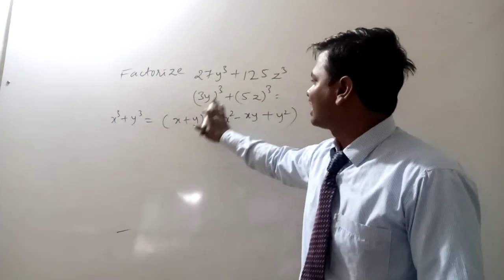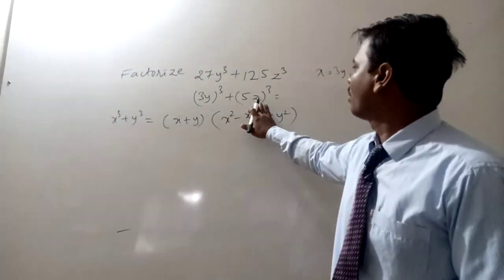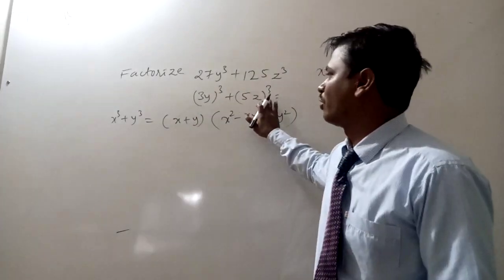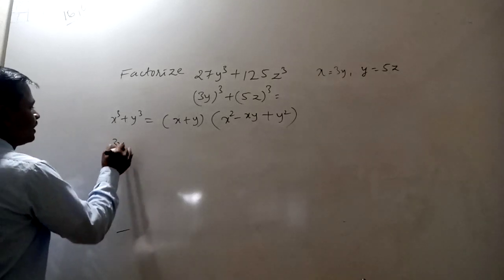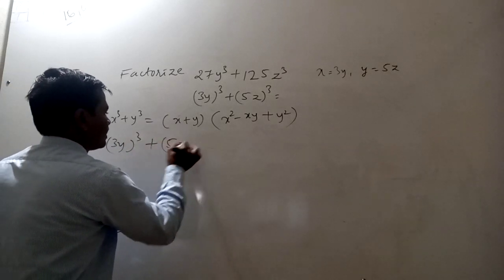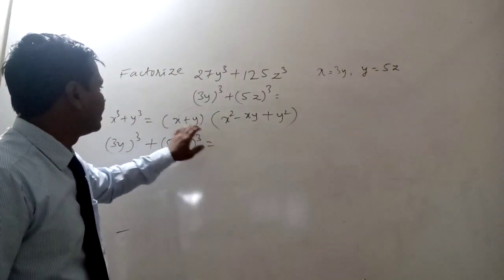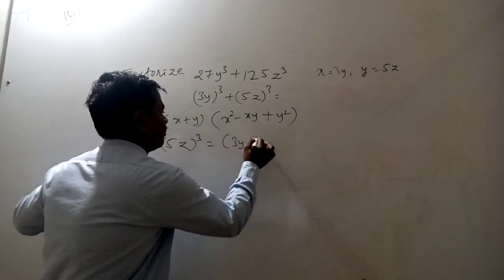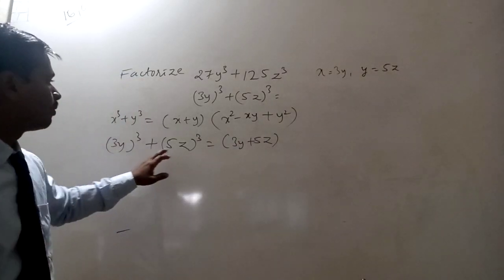Now, in the place of x, 3y is there. In the place of y, 5z is there. X cube plus y cube, we use this formula. Here, 3y whole cube plus 5z whole cube. This is equal to, what it will become here? X plus y, 3y plus 5z, 3y plus 5z it will become.